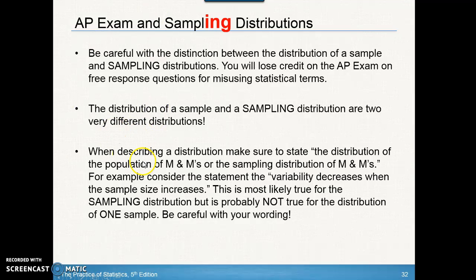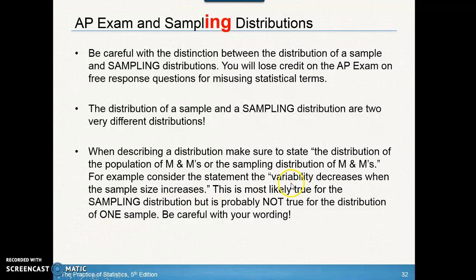Okay, so take a look at this example. When we describe a distribution, make sure to state the distribution of the population of M&Ms or the sampling distribution of M&Ms. When we take the population, that means I had all the single values of M&Ms and put them on a distribution. Sampling distribution means I took a bunch of samples, found the proportion of red in all the samples, and then put all of those p hats on a distribution.